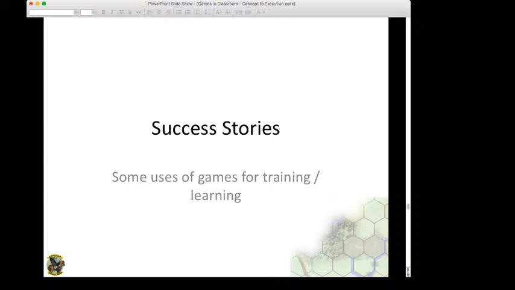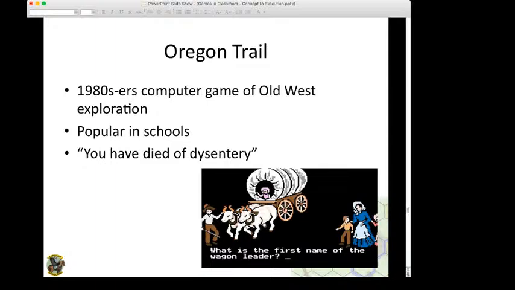Yeah, but iterative processes definitely. So Oregon Trail is a 1980s-era computer game, for folks that grew up then, about Old West exploration, right? It's very popular in schools, and everybody died of dysentery at some point throughout that Oregon Trail trip. But again, it was trying to provide the opportunity for some understanding through historical context, making the same kinds of decisions that those people were faced with.